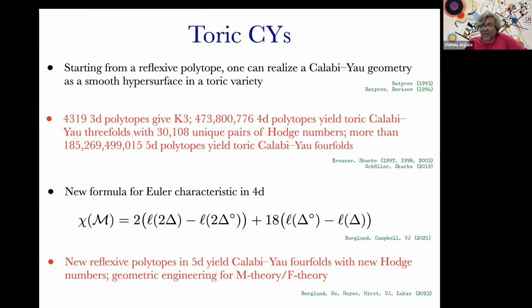We found a new formula for the Euler characteristic based on machine learning. So we just fed the machine lots and lots of features of these polytopes and asked it to predict things based on the features we fed it. And with Per Berglund and the student Ben Campbell, we found the formula on this page for the Euler characteristic. The Euler characteristic is expressed in terms of the number of points in the polytope, the number of points in the dual polytope, and the number of points in twice scaled up versions of each of these.